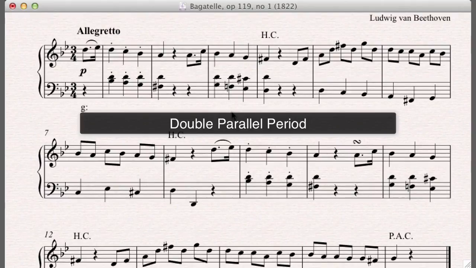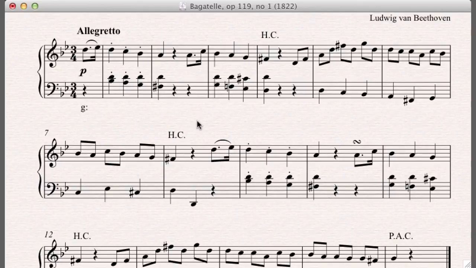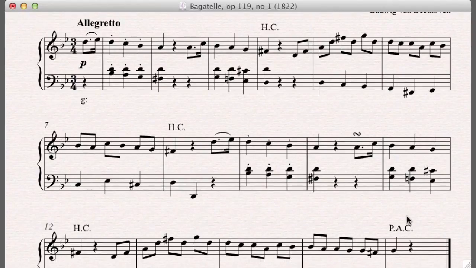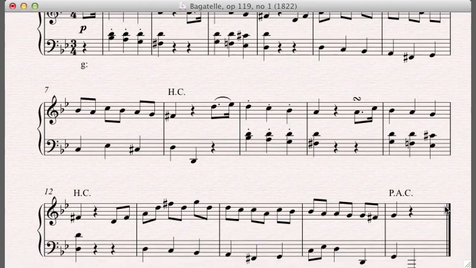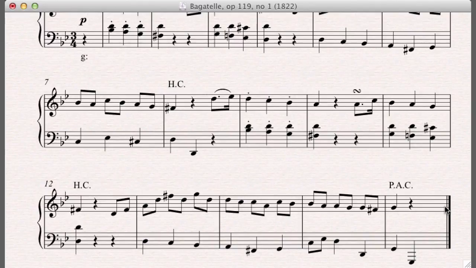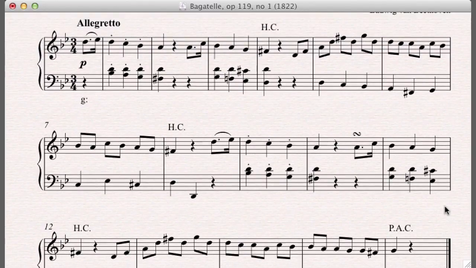Double because it's 4 phrases rather than 2. Parallel because the first 2 are basically repeated in the last 2 phrases. Of course, we need 4 phrases to make this happen, and each of the first 3 cadences needs to be a weak cadence. And then with the PAC, we get a close off, and we terminate the period form. So this is a really good example of a double parallel period.